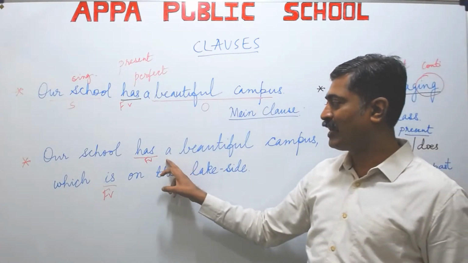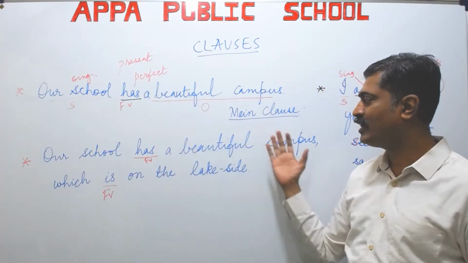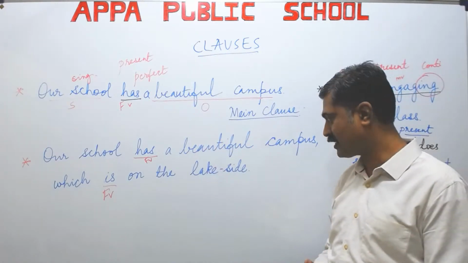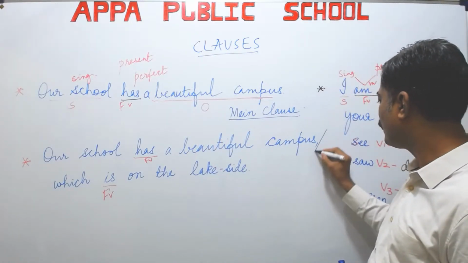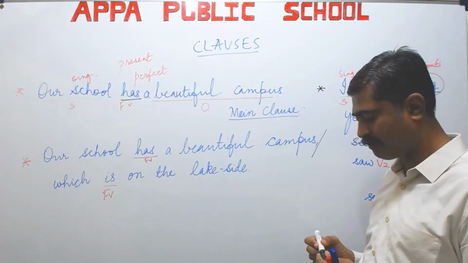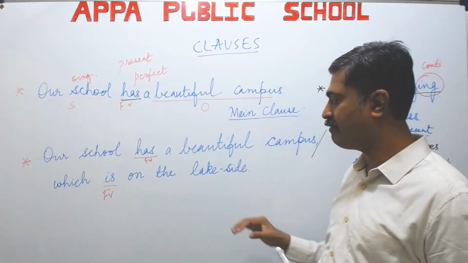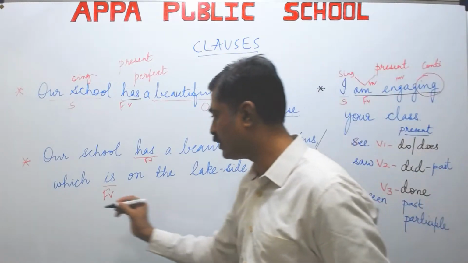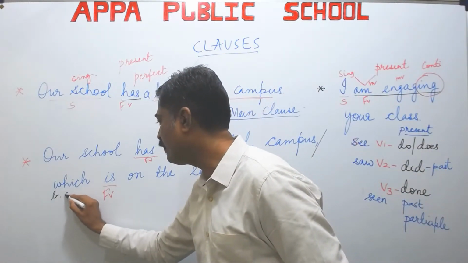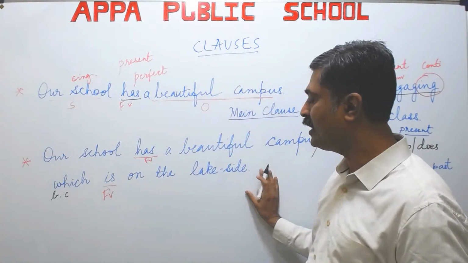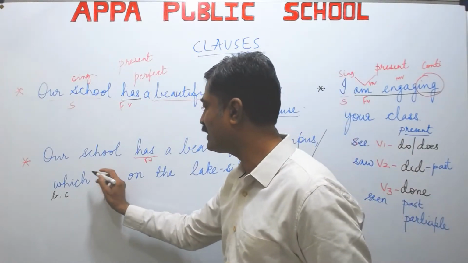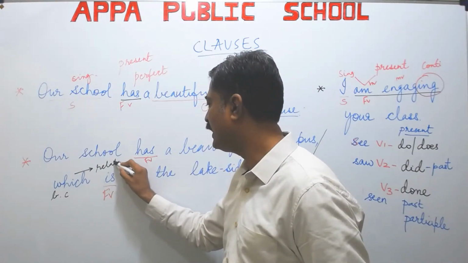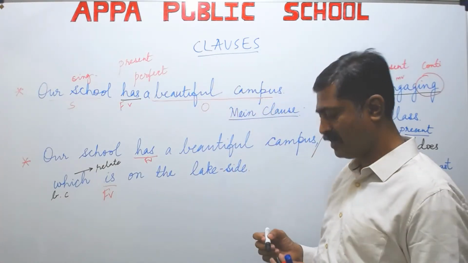Okay, so let's go back. Our school is the subject and next the predicate. Subject and predicate of its own, definitely it's a clause here. So this is one clause, a beautiful campus. And the next clause that we have is which is located on the lakeside. What is that which? This beautiful campus. This beautiful campus is located on the lakeside. So which here is trying to relate the subject. It is relating the subject to this part of the clause.